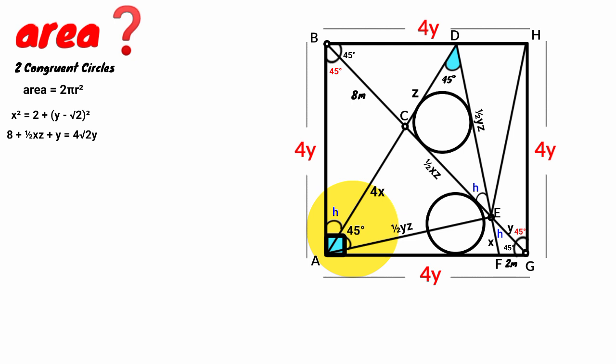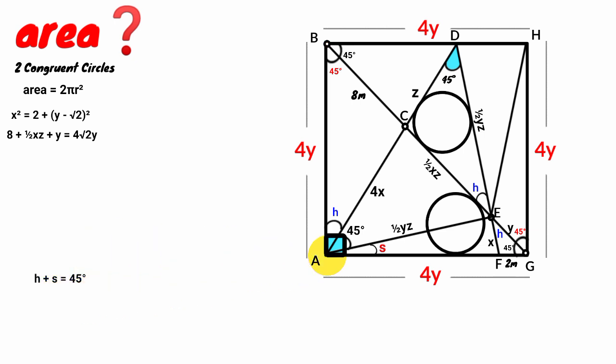Come here. Assume the size of this angle to be s. This whole angle ABG is an angle of a square. Therefore, it is right. So the sum of this h and this 45 degrees and this s is 90 degrees. Therefore, we can say h plus s equals 90 degrees minus 45 degrees, which is 45 degrees.